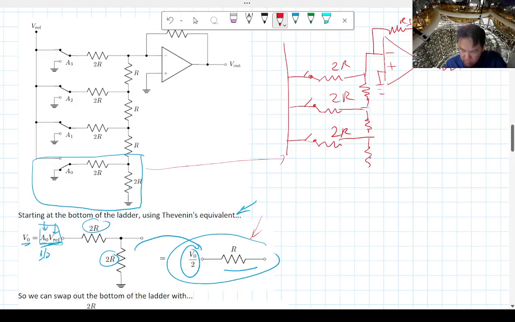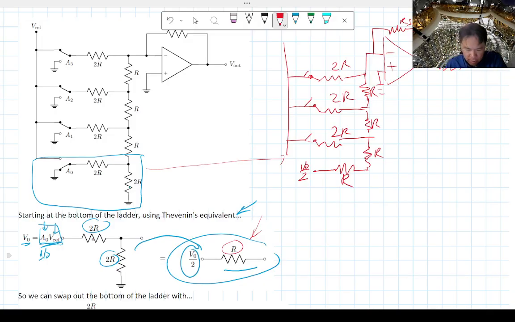So what I'm going to do is, this is R, R, R. Sounds like a pirate, right? Since this is equivalent to this, I'm going to do this: R, V naught over 2, and this is still R because of the Thevenin's resistance there.